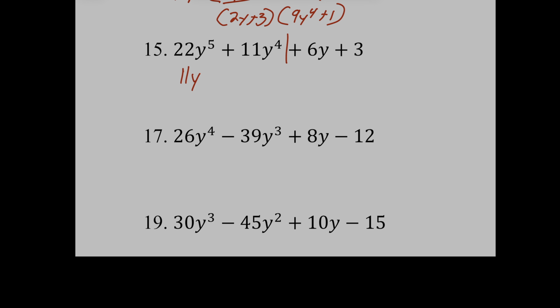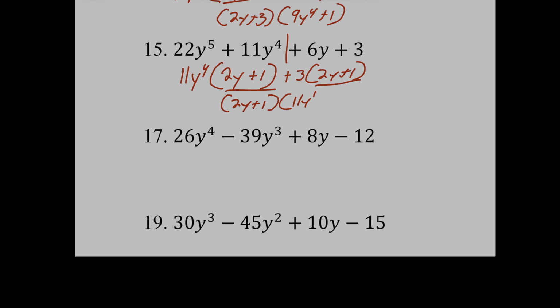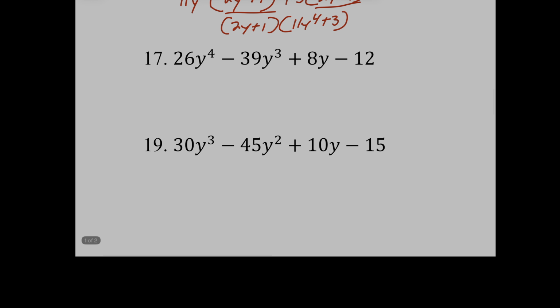Number 15. 11, and I can go y to the 4th. It's always the smallest exponent I can pull out. And I'll be left now with a 2y, and I pulled everybody out, so that'll just be a plus 1. And then on this one, I can pull out a positive 3, and I'm left with a 2y plus 1. And as expected, parentheses are the same, so I'll pull out a 2y plus 1, and I'm left with an 11y to the 4th plus 3.